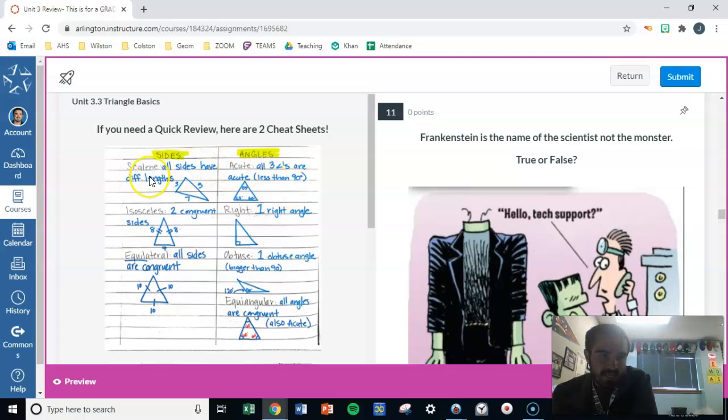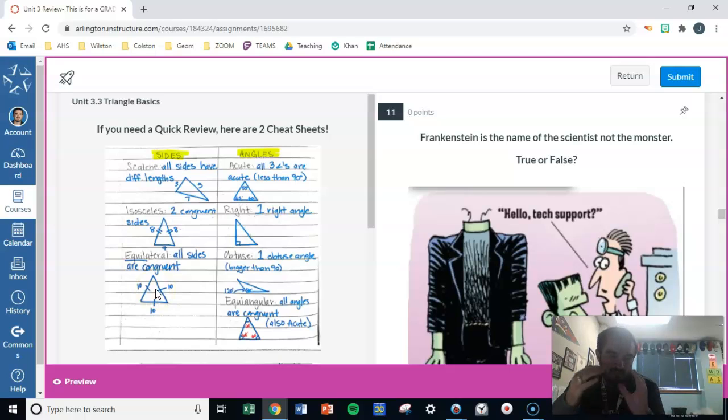Okay, scalene, isosceles, and equilateral are the way we classify sides. Scalene triangles have all three different lengths. None of the lengths are congruent. None of them are the same. Isosceles, you have two of them that are the same. In equilateral, they're all the same.